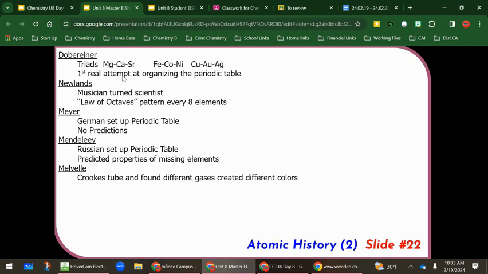I just Googled it. Okay. So anyway, Melville used a Crookes tube and found that gases create different colors. He found that if you take an electric current and put it through a gas, it creates different colors, which is very important for Wisconsin now, ladies and gentlemen. Why? Because every bar in the state has neon lights in it, and that's what it's from. Putting an electric charge through neon gas will cause it to light up and turn colors.